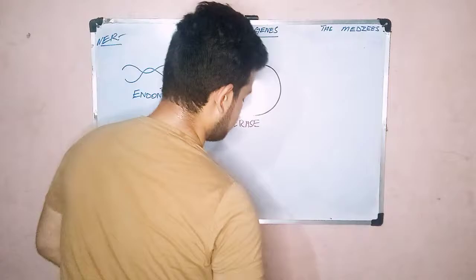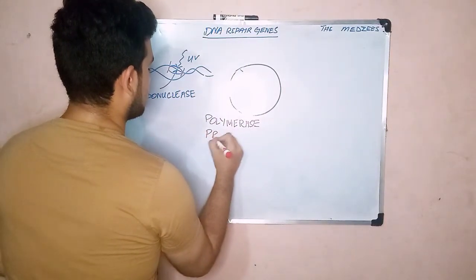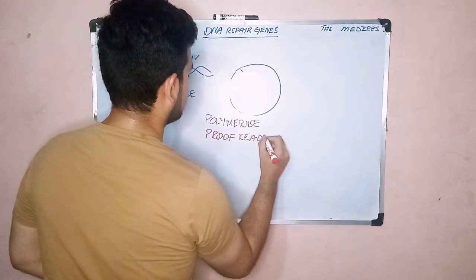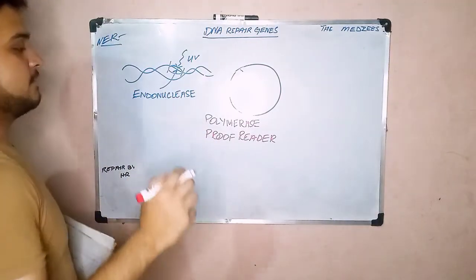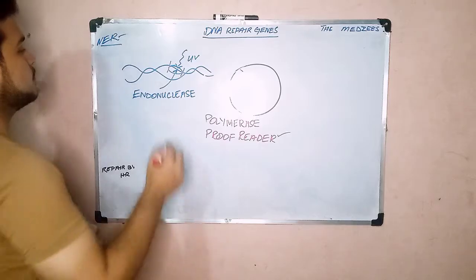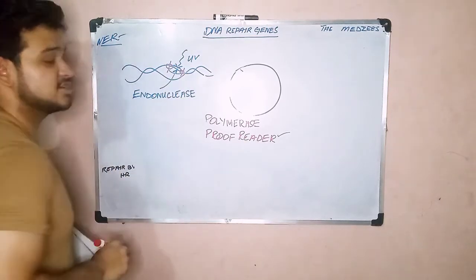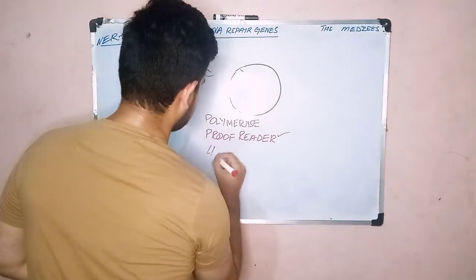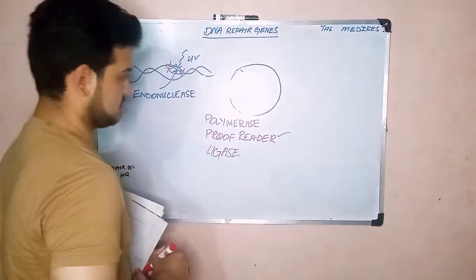another enzyme will come and proofread again. So I will call it the proofreading enzyme. Then there comes the last enzyme after the authentication from here, and it's going to join these two ends, and as it joins, you can guess this is a ligase. And now your DNA is good to go, no cancer.